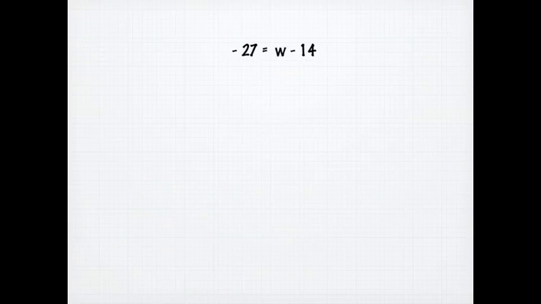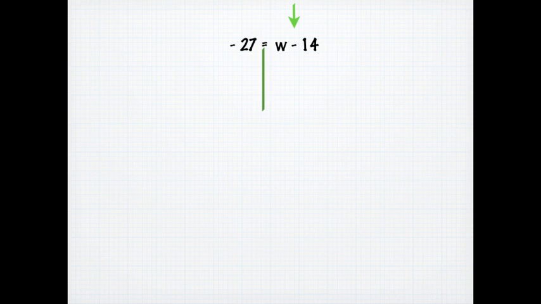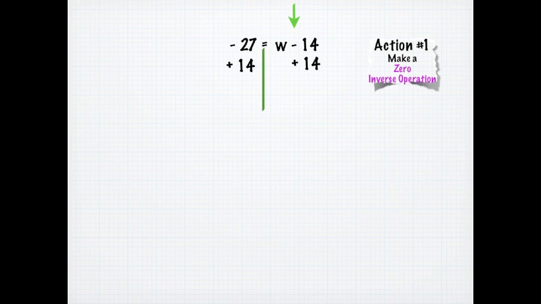Let's try one with a variable on the other side. I see a variable being combined with a negative integer. I draw a fence. Next, I do the first action item. On the variable side, I make a 0 by using the inverse operation. In this case, I see a negative 14, so I add 14 to each side. Then I make a 0. Next, I draw a simplify line and bring down the w, which is left over, and now by itself.